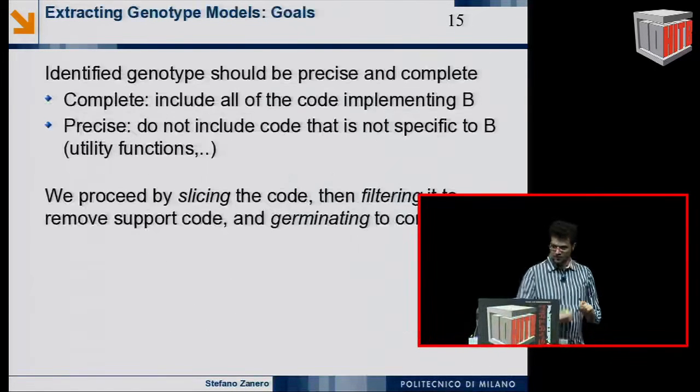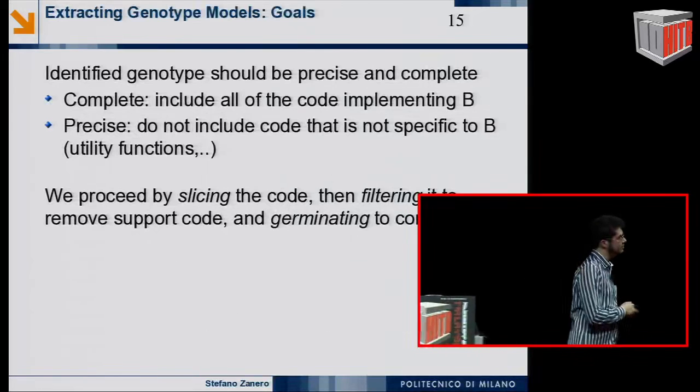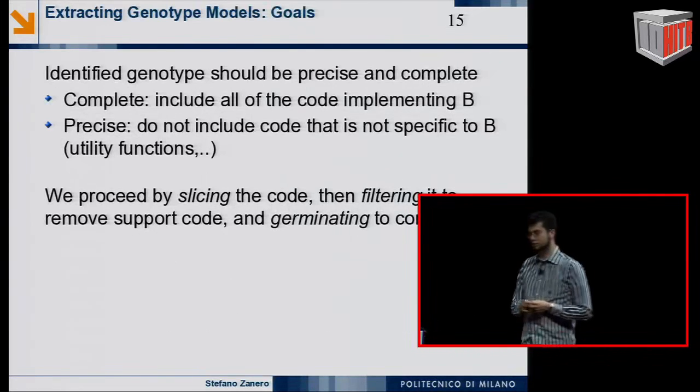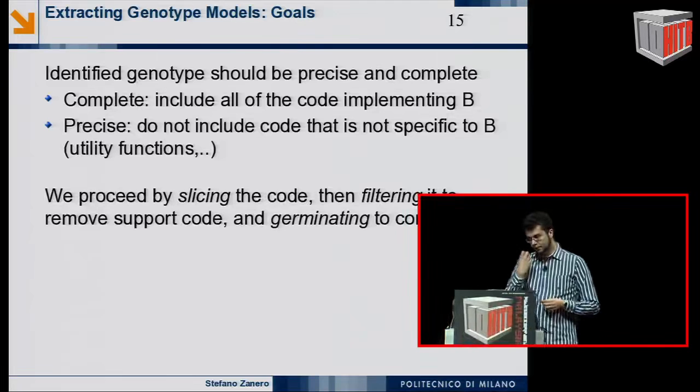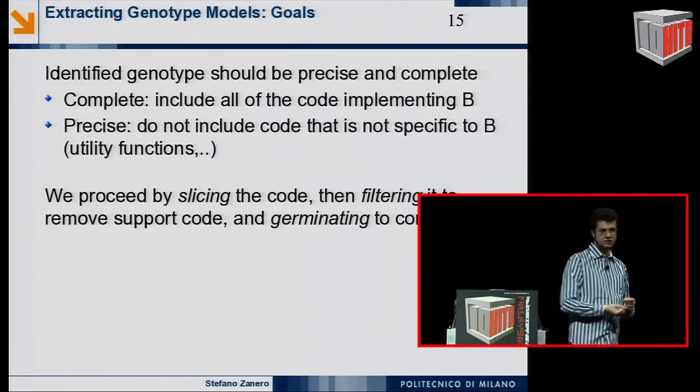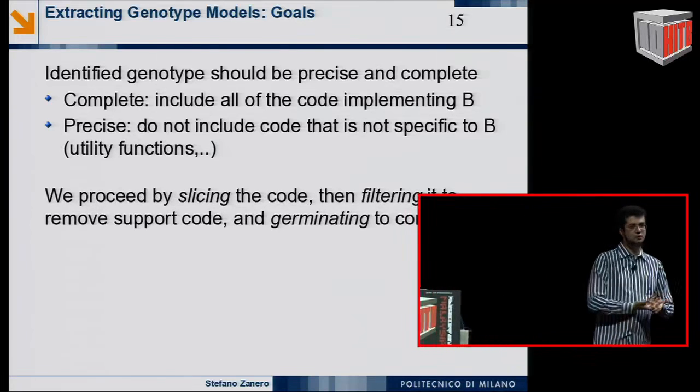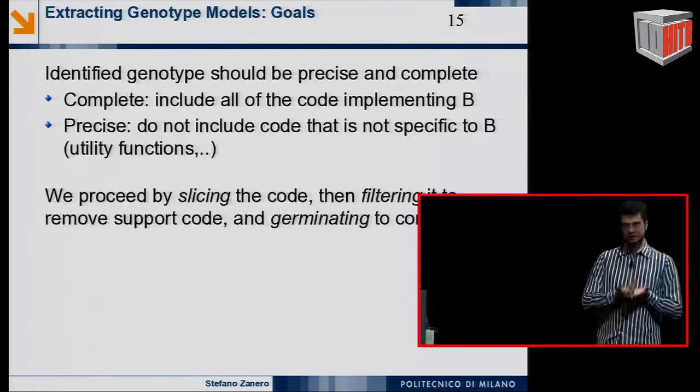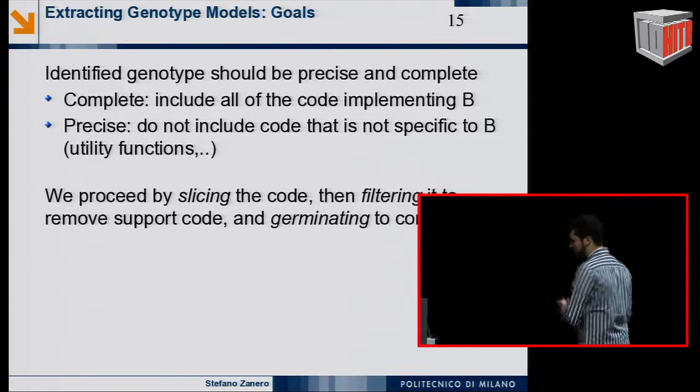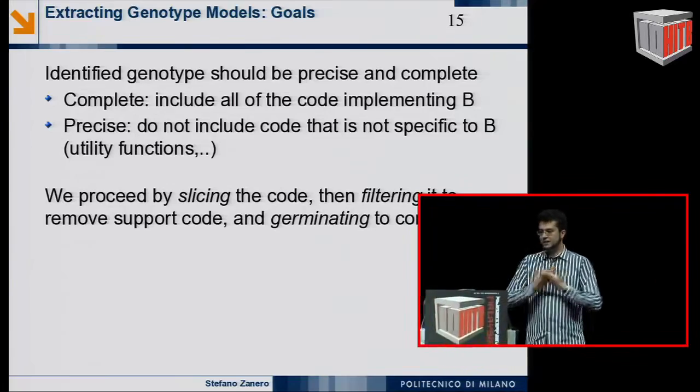So the extraction of the genotype is actually the specifically difficult portion of this work. Because we need a complete genotype, so as much as possible of the code implementing the behavior, and a precise genotype. So a way to match that code that does not match against code that is not specific to that behavior, because otherwise we would generate false positives. So we proceed in 3 steps: slicing, filtering, and germination, and I will explain each one of them.